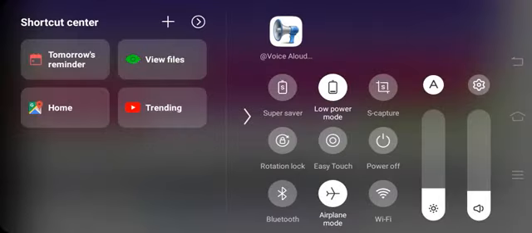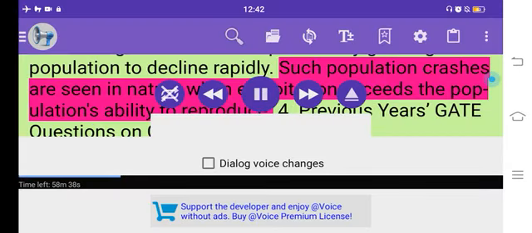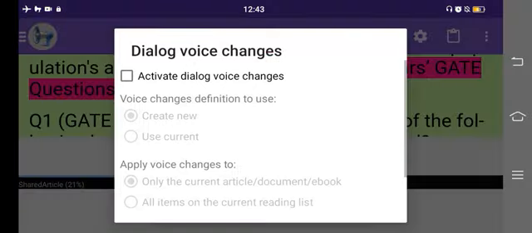Overexploitation and collapse. Overfishing can cause an exponentially growing fish population to decline rapidly. Such population crashes are seen in nature when exploitation exceeds the population's ability to reproduce. 4. Previous year's GATE questions on growth models.